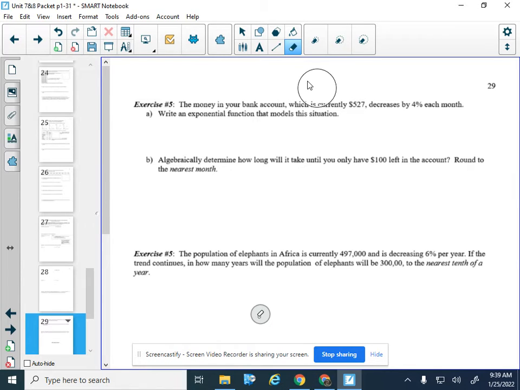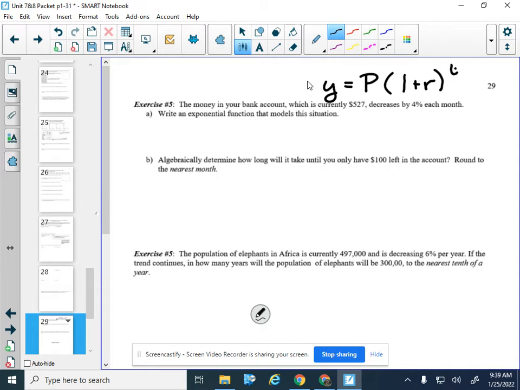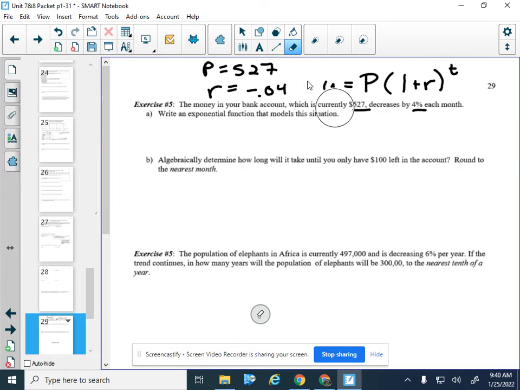So we know our basic exponential growth and decay formula is P times 1 plus R to the T. So the start value is 527, or the P, and I'll write that up here just because it's been a little while. And then our R, we're decreasing, so that's a negative 0.04. Writing out this function, we're writing our exponential function. Oftentimes, instead of y, we have A of t. That's how I'm going to write it here.